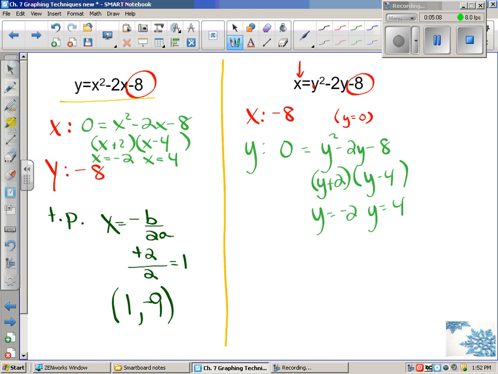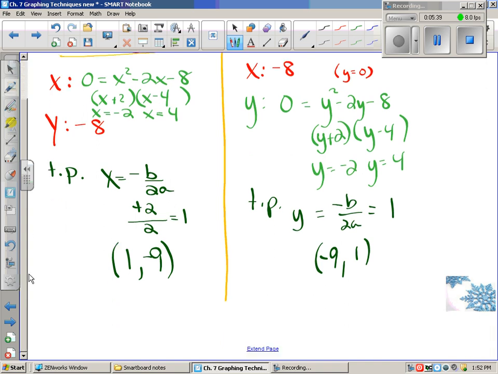Over here, when you find the turning point, yes, it's still negative b over 2a, but it won't equal the x, it will equal the y. And so, for the same reason over there, it will equal 1, but it's the y value. And hopefully, to no surprise, you would find the x value to be -9. Again, your x and y switch.